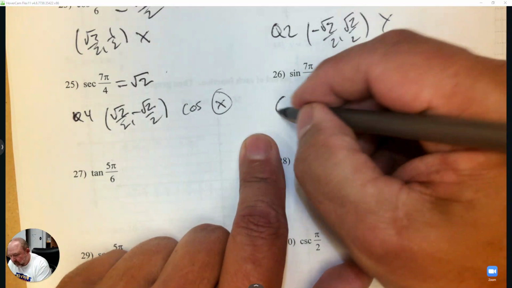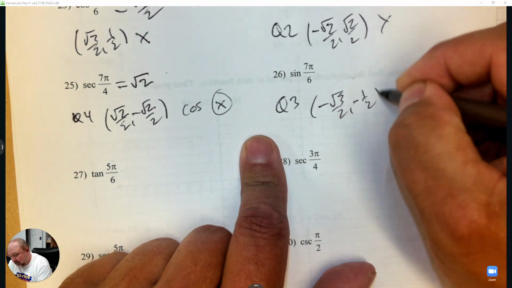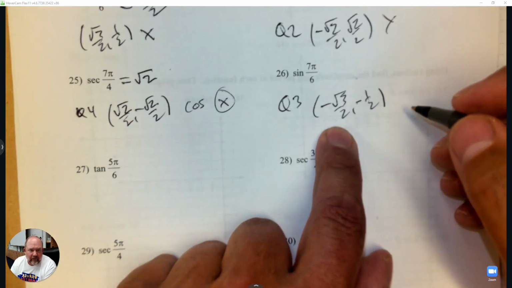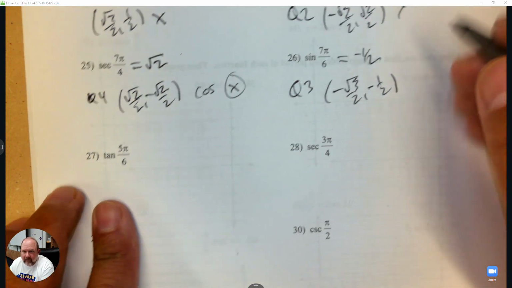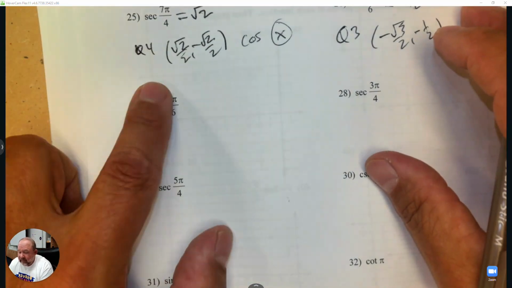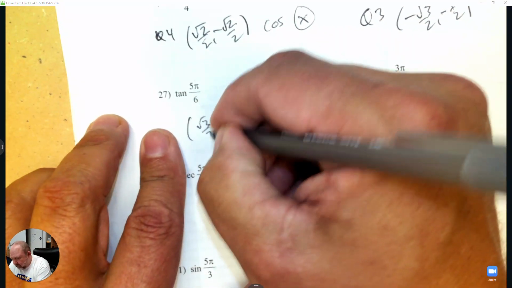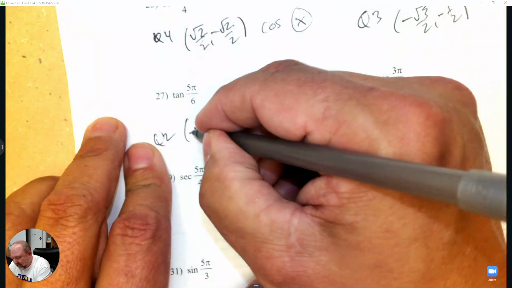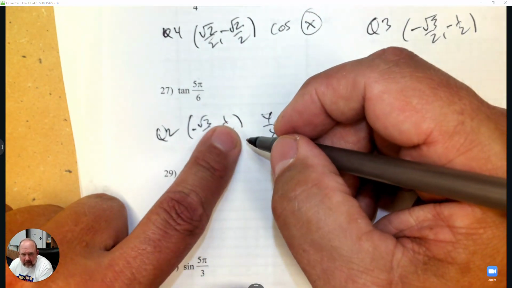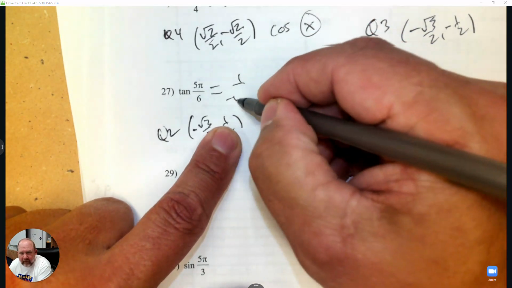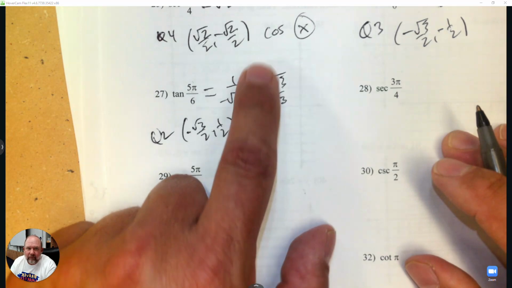7 pi over 6, we're in quadrant number 3, so both are negative. It is 30 degree reference, there it is. Sine goes with the y coordinate, so the answer is -1/2. Again, you should be doing it first. 5 pi over 6, so I know the point is root 3 over 2. Wait a second, it's in quadrant number 2, so it's a negative and a positive. It's y over x. Just the numerators, y over x, so it's 1 over negative root 3. So when you multiply by root 3, you get the answer negative root 3 over 3.